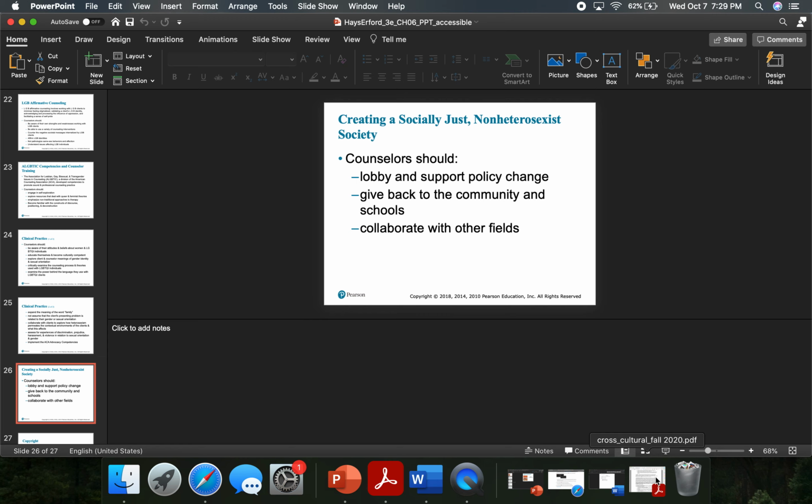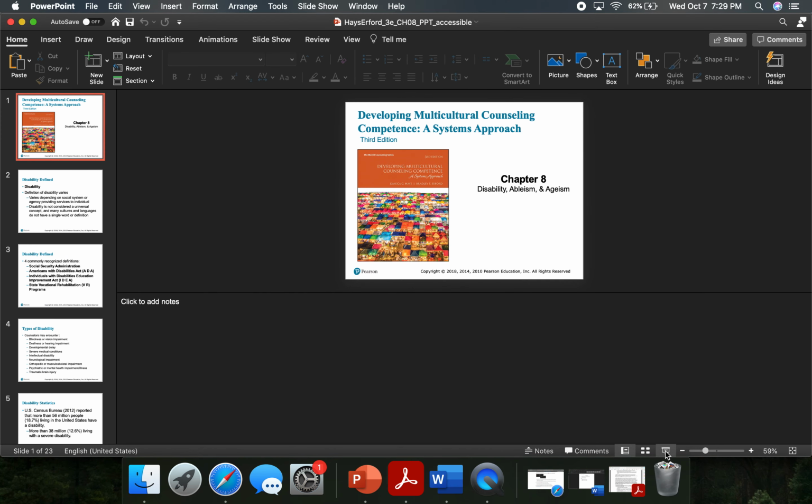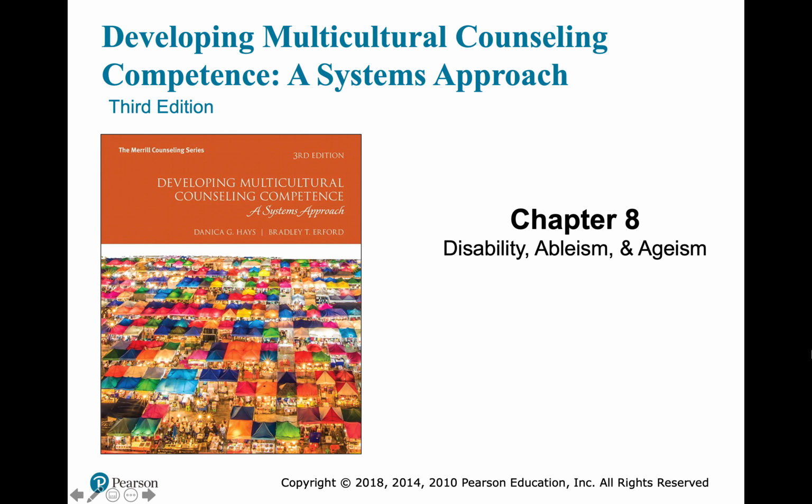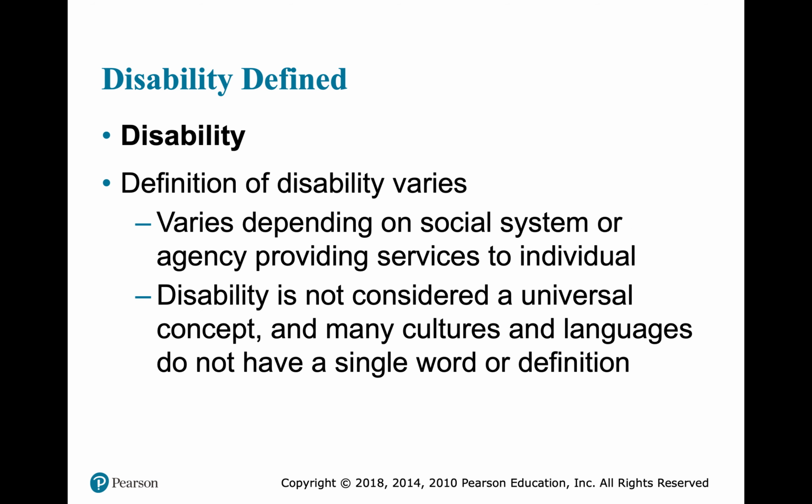The next chapter is disability, ableism, and ageism. Okay, so first the textbook defines disability as a disqualification, restriction, or disadvantage, or limitation in the ability to pursue an occupation because of a physical or mental impairment.